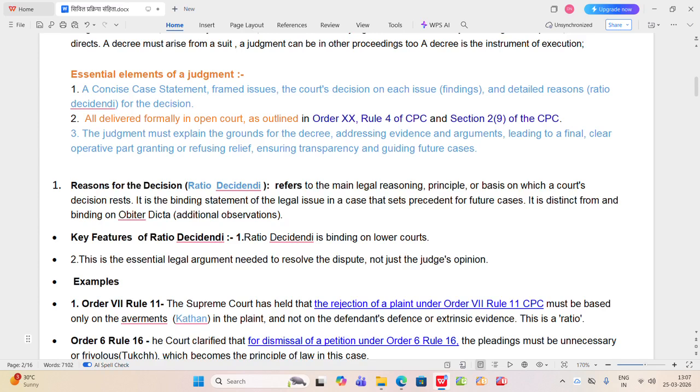So friends, this is all about what is judgment, what is decree, what are the essential elements of decree, and lastly, what is ratio decidendi, which is treated as a precedent for future cases. So friends, I hope you will find the content of this topic very interesting. A question is always asked based on this: judgment, decree, elements of judgment, and ratio decidendi.